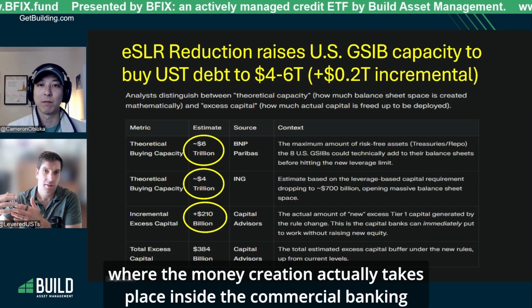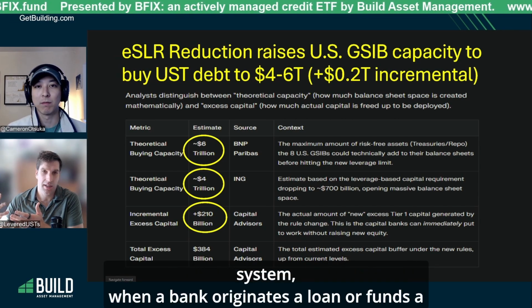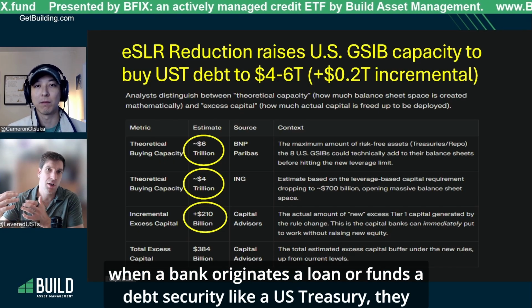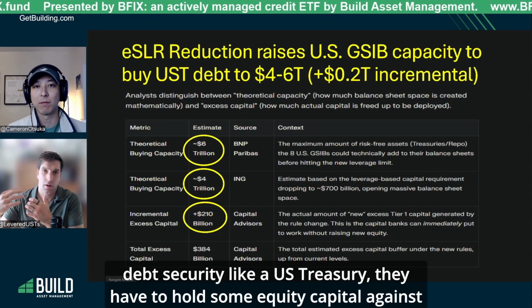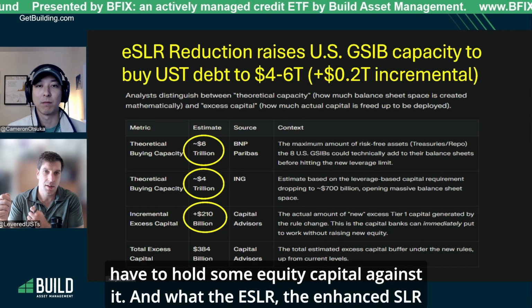So if you think about a bank's balance sheet, this is where the money creation actually takes place inside the commercial banking system. When a bank originates a loan or funds a debt security like a U.S. Treasury, they have to hold some equity capital against it.